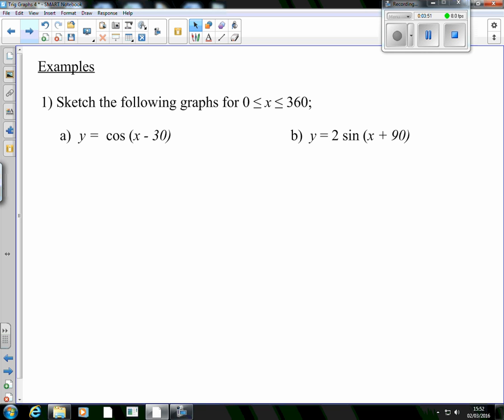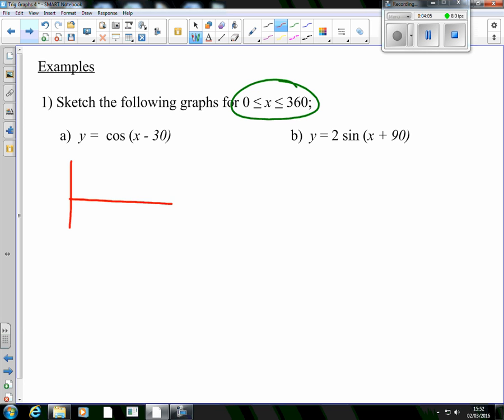Now, sketch the following graphs for 0 to 360, so I'm looking to do the sketch for the whole thing between 0 and 360. I'm looking at cos of x minus 30. Just quickly, I'm going to draw a normal cos graph. It looks like that, and that's 360, 270, 90 and 180, and that's 1 and minus 1. Now that minus 30 in here means it's going to move to the right 30 degrees.